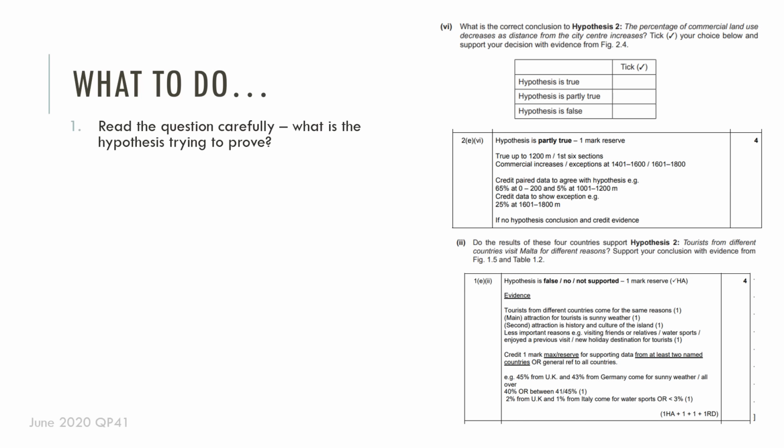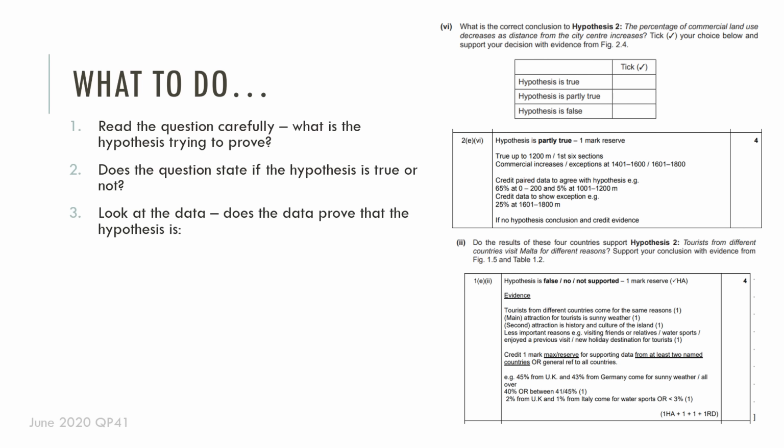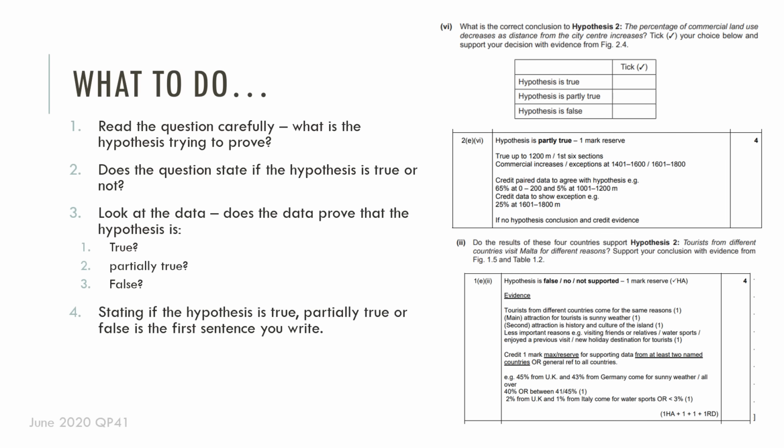So before you start writing, read the question carefully. What does the hypothesis try to prove? Does the question state the hypothesis is true or not? So sometimes it might say hypothesis 2 has been proven to be true, use evidence to suggest why. Look at the data. Does it prove it? If it does, it's true, partially true, or false. And then state the hypothesis.